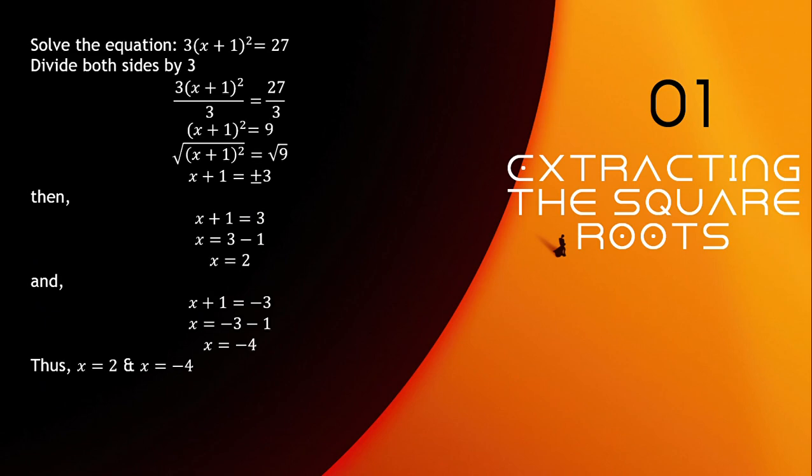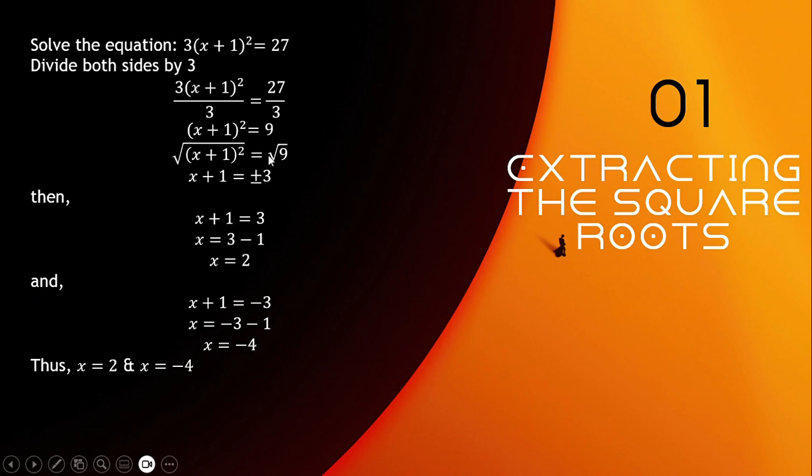In this equation, 3 times (x plus 1) squared is equal to 27. The first step here is that we divide both sides by 3. Then we get (x plus 1) squared is equal to 9. And then we square root both sides, because that's the second step. Then we get x plus 1 is equal to plus and minus 3.